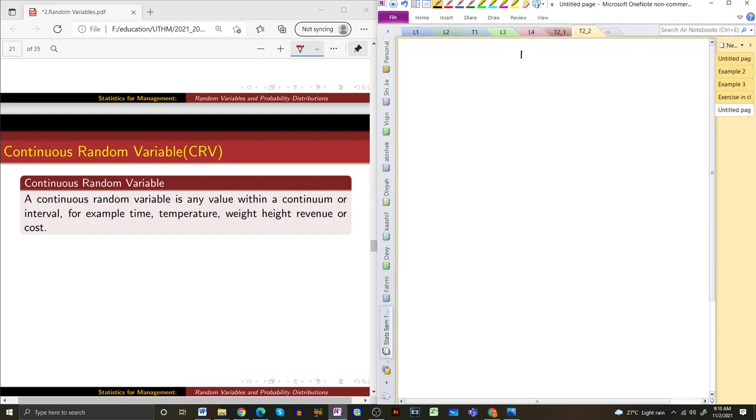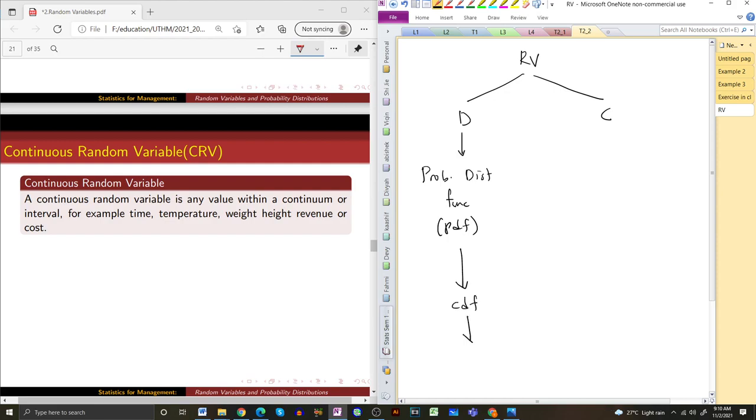A random variable can be split into two: one is discrete, one is continuous. In discrete we have the probability distribution function, which we normally write in a table. We call this the PDF, and then we went for the CDF, the cumulative distribution function, and then all the way to the expected value, variance, and standard deviation. For discrete, all these three parts we have done.